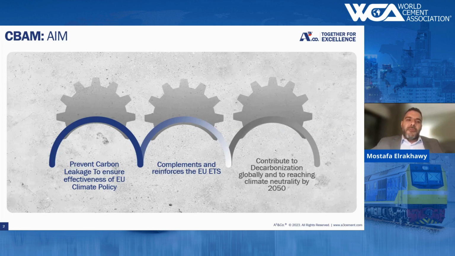So the main aim of the CBAM is to prevent carbon leakage, as Dan illustrated in his presentation. And the CBAM is a mirror of the European Union emission trading system. And the aim of the CBAM is to contribute, of course, to decarbonize globally and to reach climate neutrality by 2050. The CBAM is a part of the EU Green Deal, so this is important.